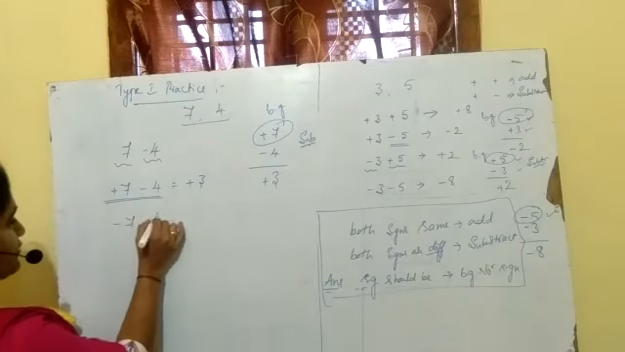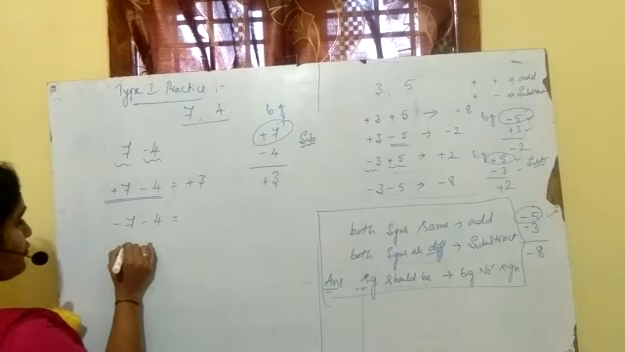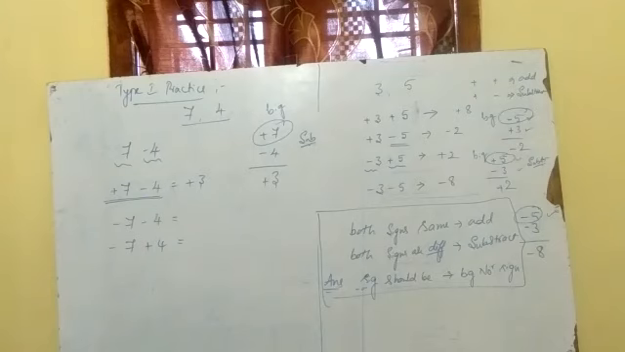First one is minus 4, minus 7, minus 4, 7 plus 4, minus 7 plus 4. Do it. Okay, do it yourselves. That's easiest thing.